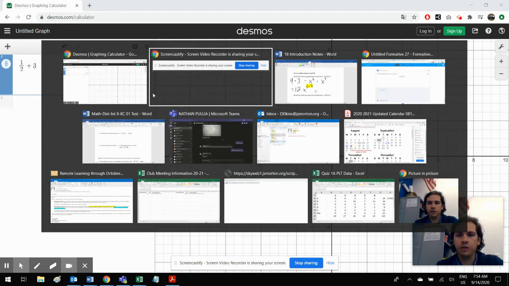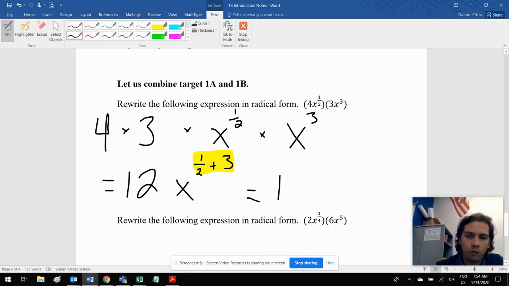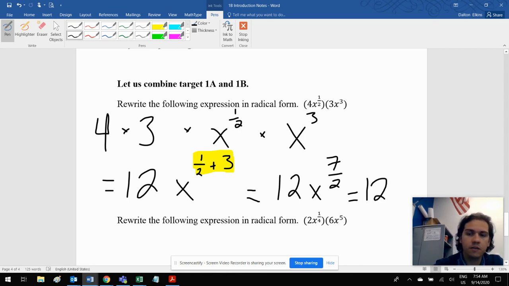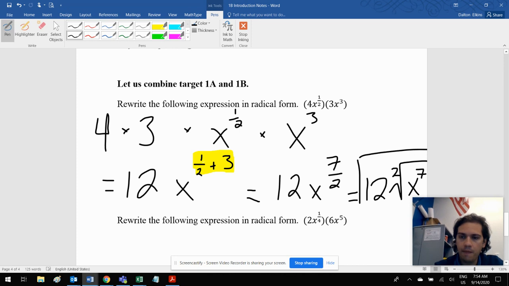We have 7/2. Remember that. So we have 12x to the 7/2 power. I can now rewrite this piece as a radical, right? I could do 12 times the second root of x to the power 7. That would be my answer.